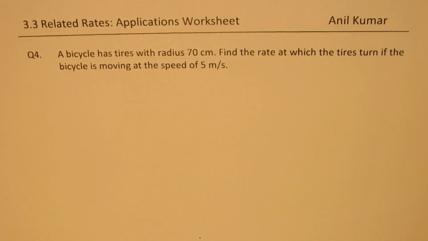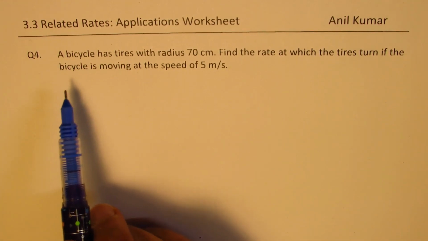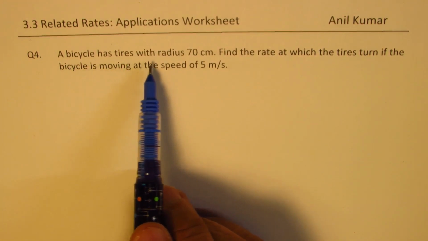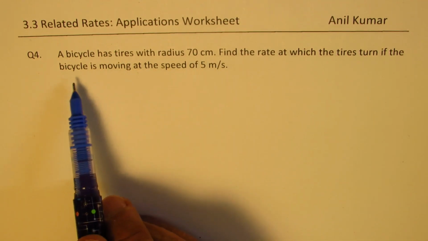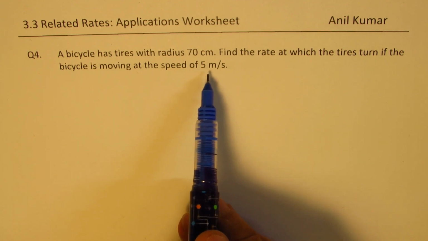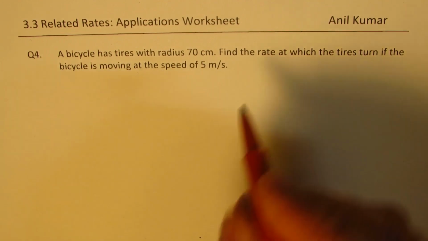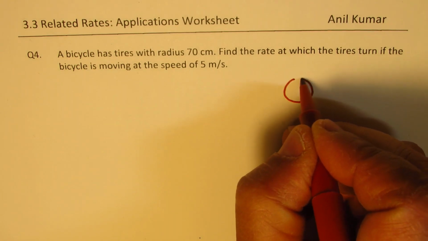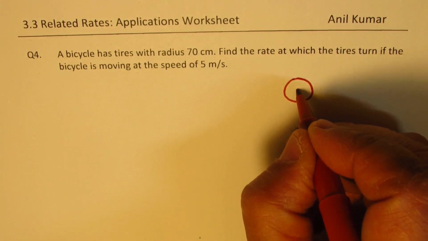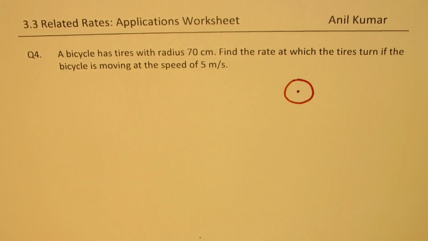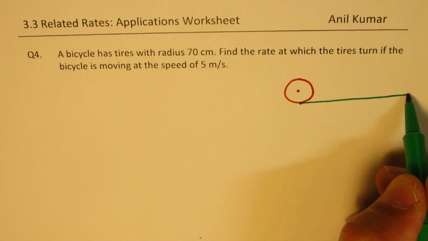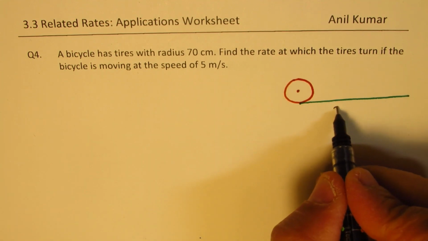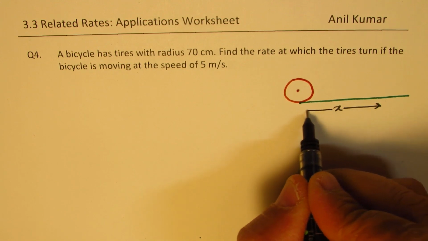And here is a very relevant question to our situation. Question number 4. A bicycle has tires with radius 70 centimeters. Find the rate at which the tires turn if the bicycle is moving at the speed of 5 meters per second. Right? So think like this. I'm only making one tire of the bicycle, right? So that is the wheel we're talking about, right? So of course the other wheel will be similar, but we'll focus on relation. So as this wheel moves along this path, we travel some distance, and let's call this distance x, right? So that is the distance.